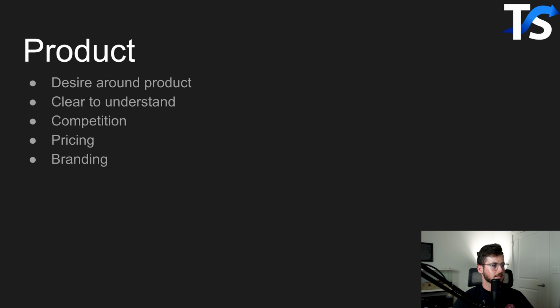So let's dive into this product. There are a few key things around the product and how it affects ROAS. First off, desire around the product. If you have a product that has very low desire around it, or it's not really solving a big problem, then it's not going to be as hot. And if it's not as hot, it's going to affect your ability to scale, and it's going to affect the ability to achieve the ROAS you want.